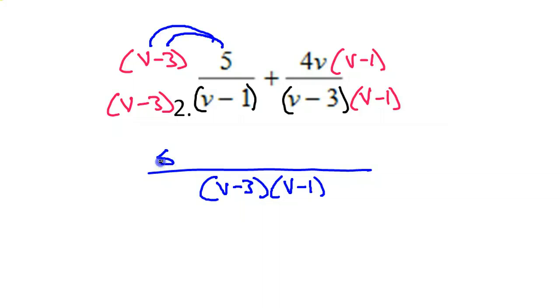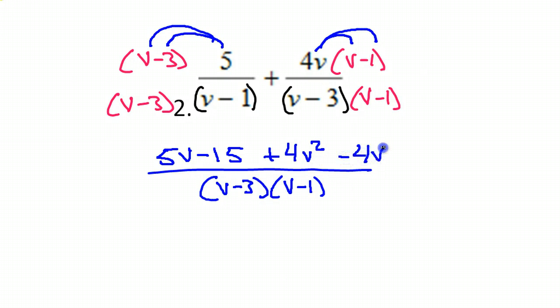So that's going to give me 5v minus 15. And then I'm going to distribute this right here as well. So that's going to give me plus 4v squared minus 4v. Okay, then I'm going to combine some like terms. And these are the only like terms, here and here.